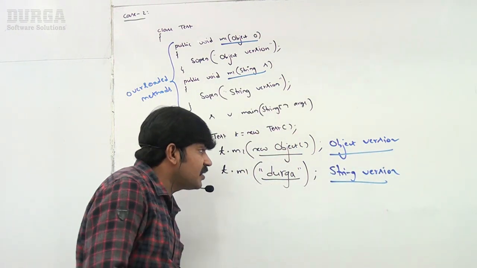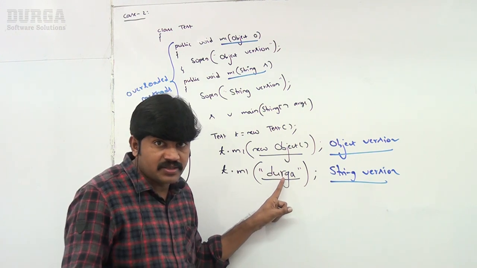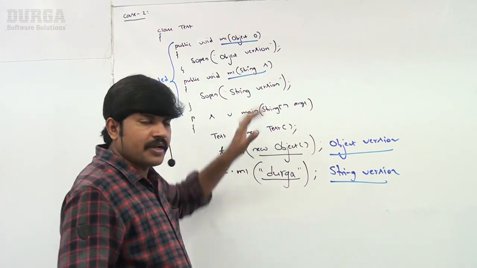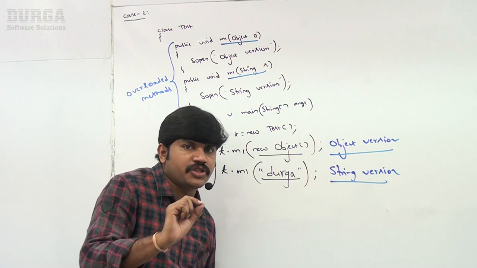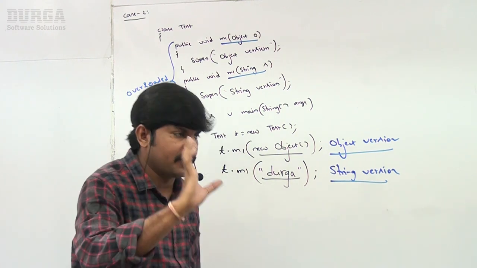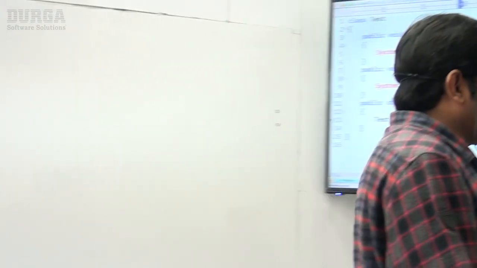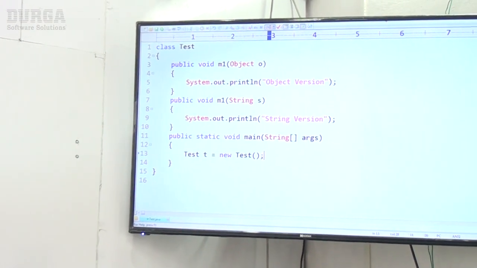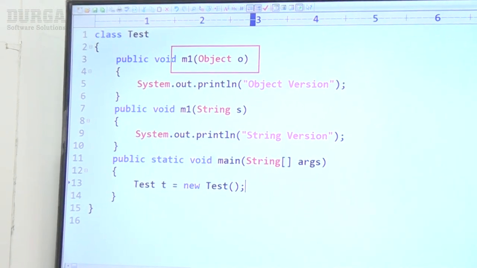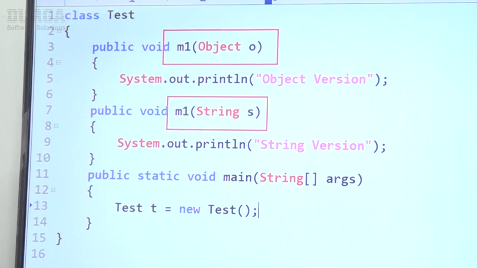Which method will get the chance? String version will get the chance. Up to this, let me check, and then the next point I will explain. Observe carefully, sir. Here I'm taking two methods: first method, m1 of object version, and m1 of string.